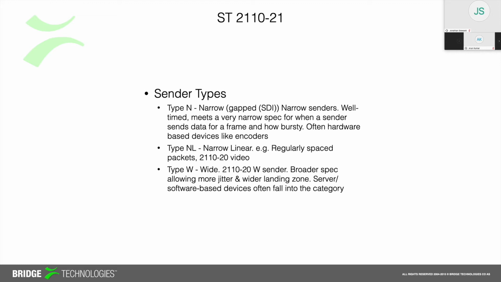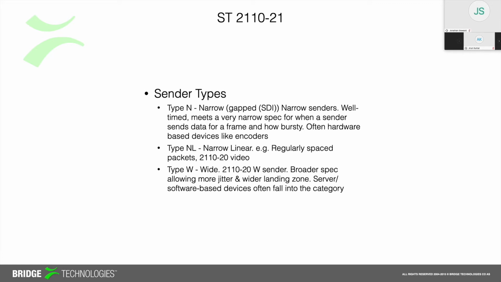Narrow senders are typically hardware-based senders, so something where timing is easy to get exactly right, and this sets a very narrow limit on the data and how bursty this data can be for a narrow sender. Then we have the narrow linear, which is regularly spaced.